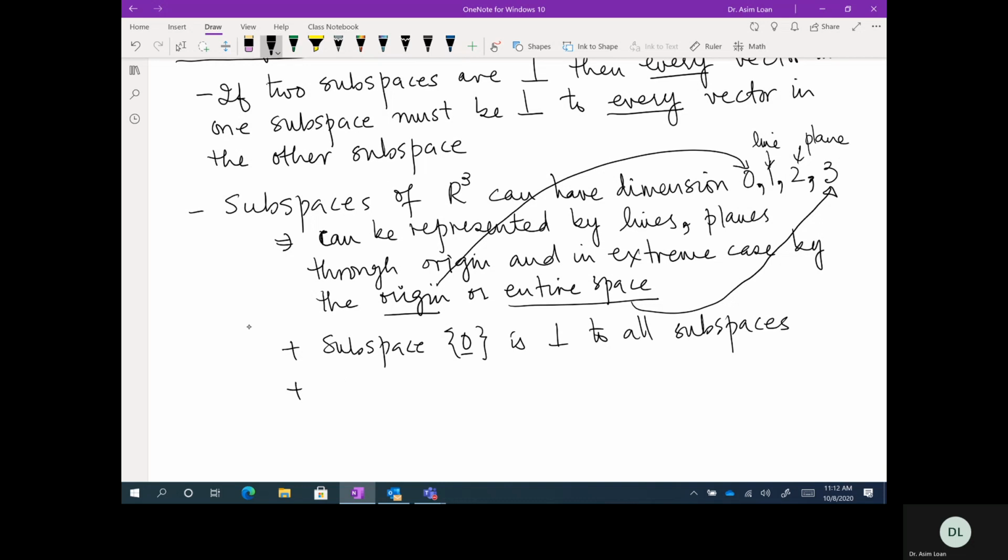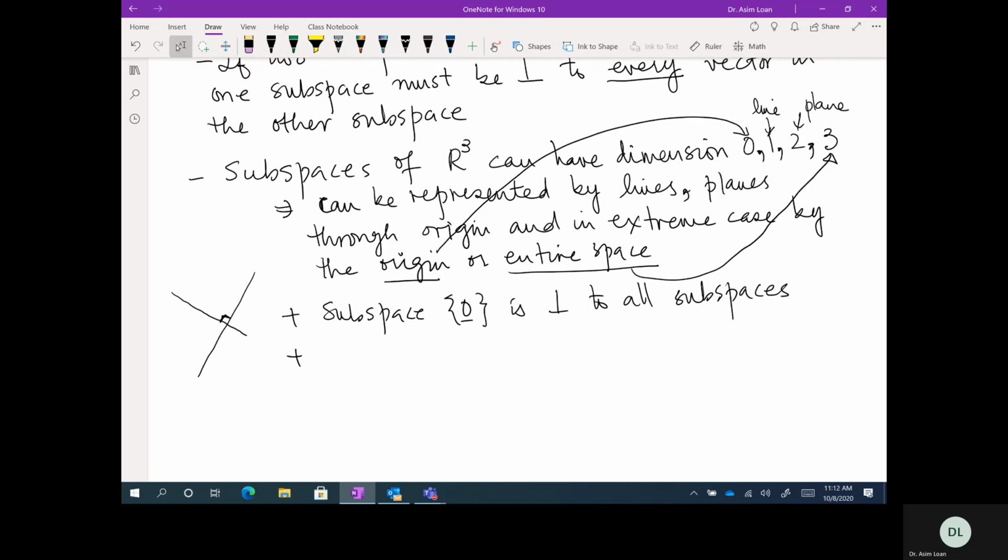A line can be orthogonal to a line. A line can be orthogonal to a plane, which means if the tablet I'm writing on is a plane, then the line sticking out of the tablet, or lines going through the tablet, are also orthogonal. So a line can be orthogonal to another line or plane.